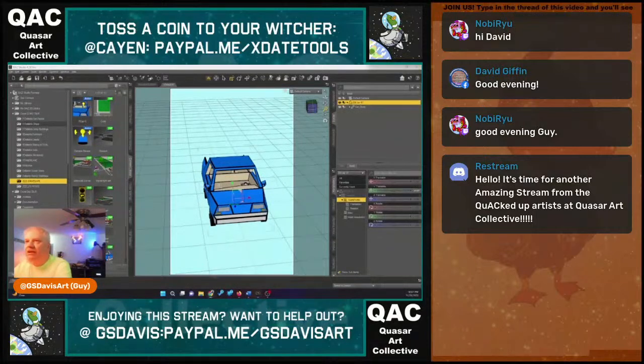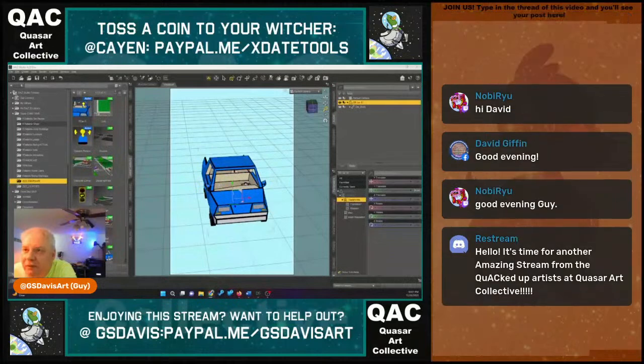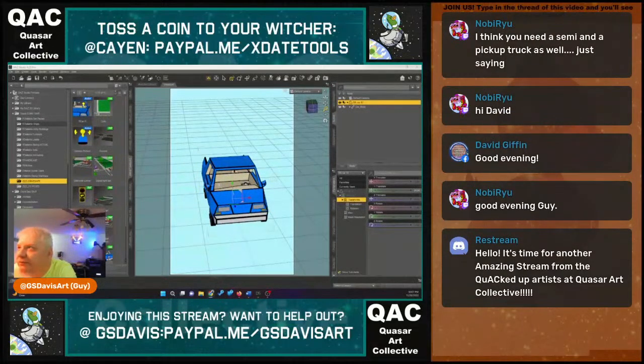So here's what I'm going to try to do. Right now I'm trying to get the car to work. Semis and trucks later. I have a pickup truck frame built.